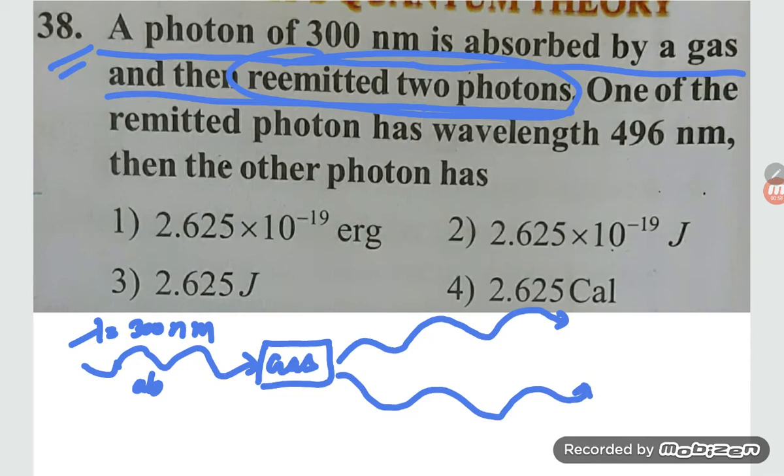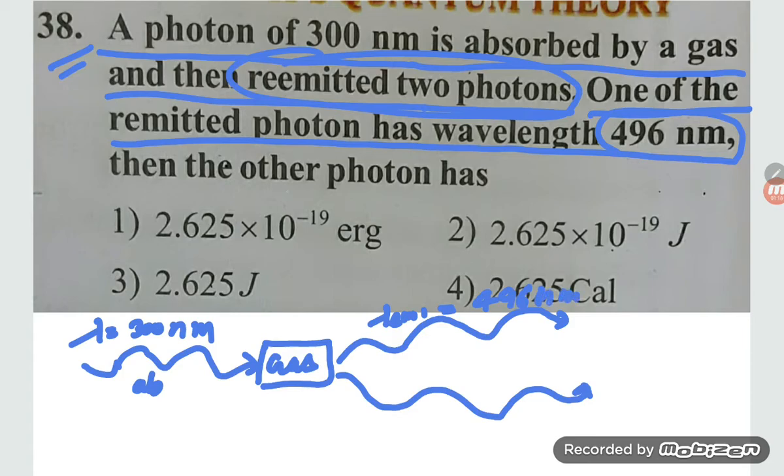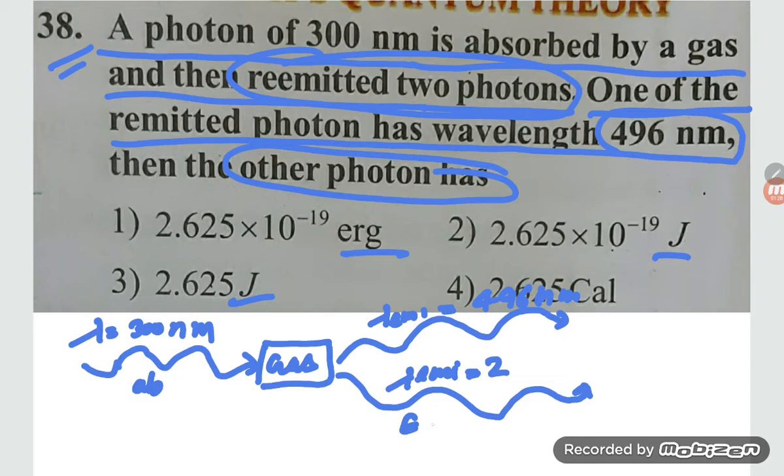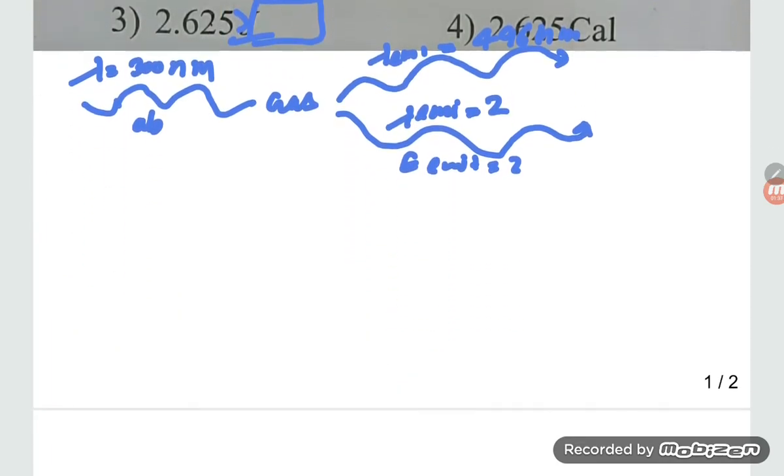If it is re-emitting, then one of the re-emitted photons has wavelength 496 nanometer. So here lambda emitted 1 is equal to 496 nanometer. Then they are asking, what does the other photon have? These are all the energies. So for the other photon, you have to calculate lambda emitted 2, then E re-emitted. Okay, student, so let us solve this problem. How can you solve this problem?